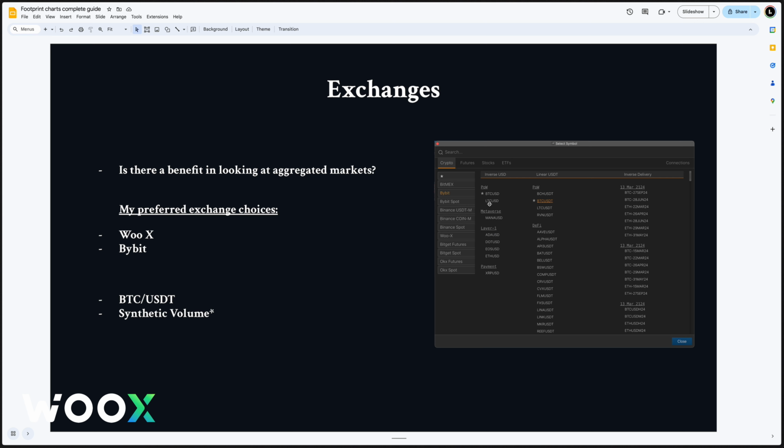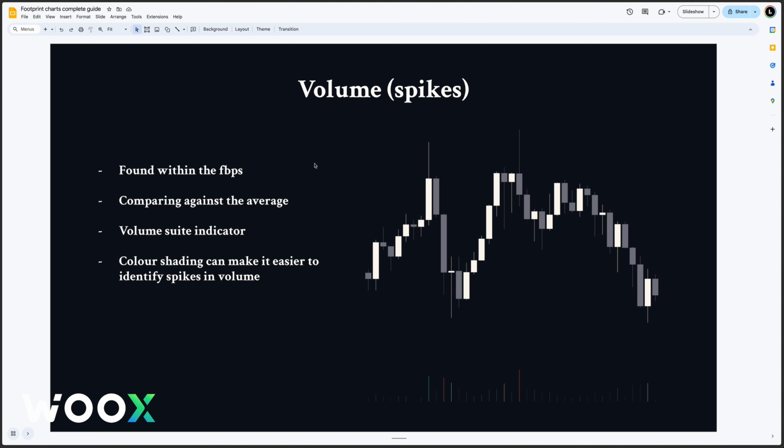But you've obviously got all these different pairs that ExoCharts has to offer, and exchanges and stocks, etc. So go for that. Now a few more concepts in reference to volume spikes. So volume in general is the amount of transactions going on, the amount of volume that's appeared within each individual candle. You can look at this within the FPBS, and I'll cover this in a second.